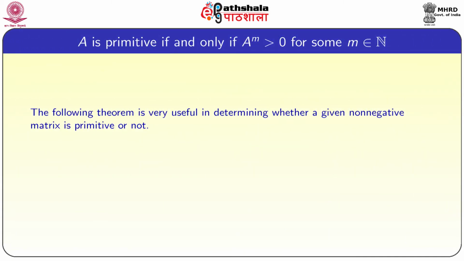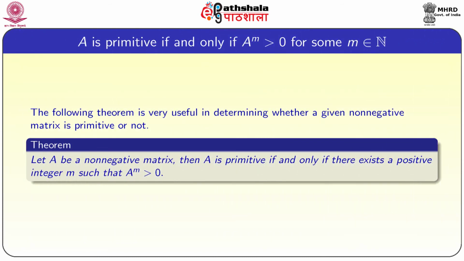Now, we are going to give an important result for primitive matrices. A matrix A is primitive if and only if A power m is greater than 0 for some m belonging to the natural numbers. The following theorem is very useful in determining whether a given non-negative matrix is primitive or not. Let A be a non-negative matrix, then A is primitive if and only if there exists a positive integer m such that A power m is greater than 0.